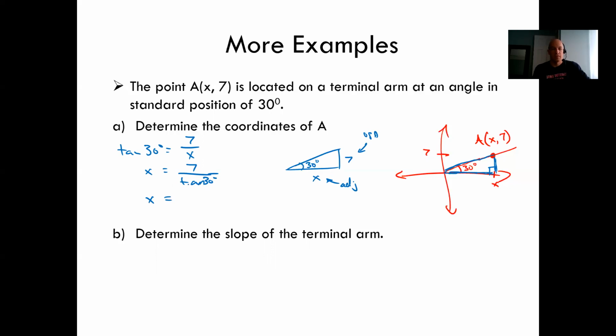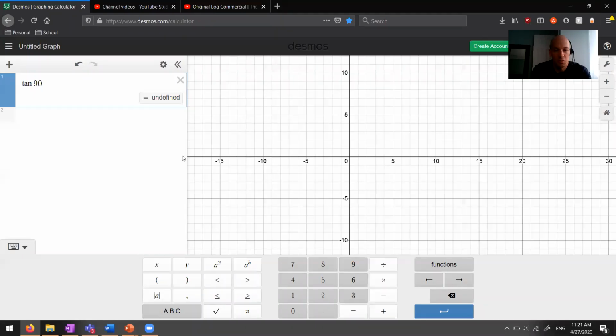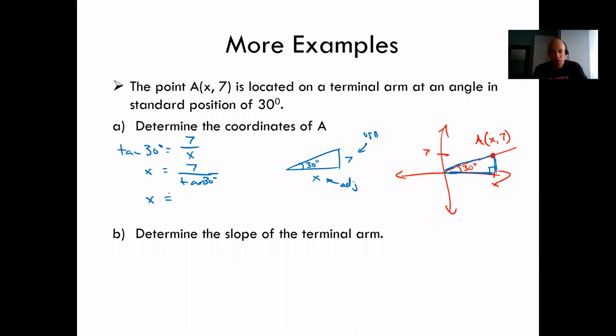So this is 7 divided by tan 30. We'll go 7 divided by tan 30, and let me just erase this. Okay, so 12.12. Every time you do trigonometry, you should take a second and think, does that actually sound reasonable? Does this distance here look like it's about 12.12? I think, yeah, it looks very reasonable to me.